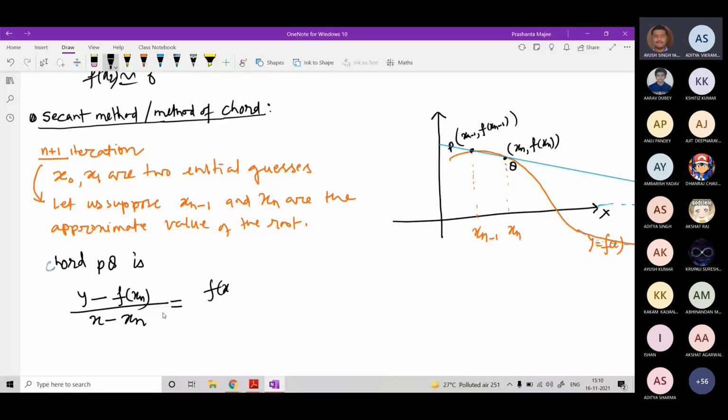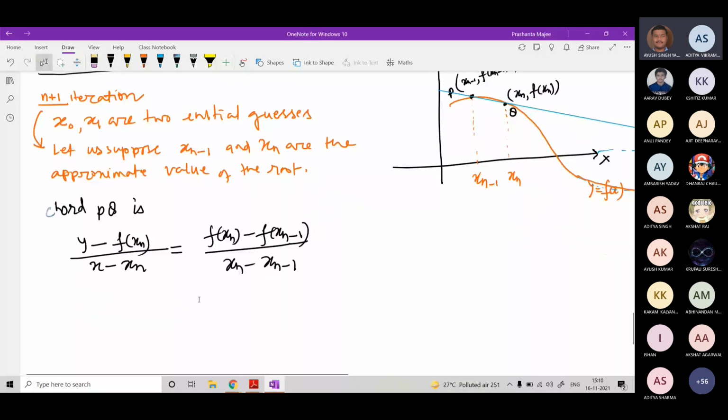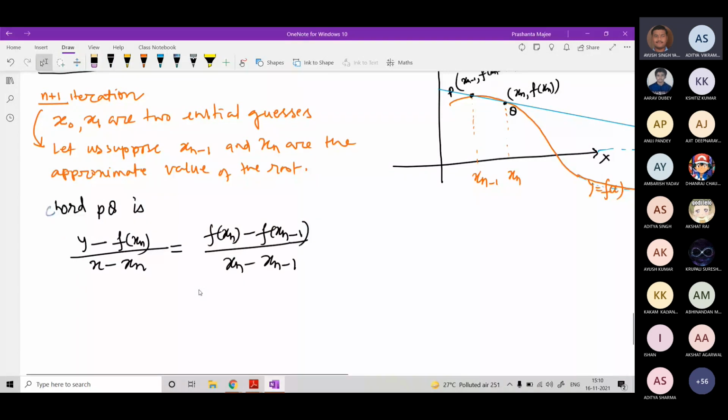F of xn minus 1, y2 minus y1 by x2 minus x1, xn minus 1. Is it okay? Yes, sir. So this chord will cut the x-axis at some point. We'll call that the next approximate root. So put y equals 0 and x equals xn plus 1 and calculate for xn plus 1.